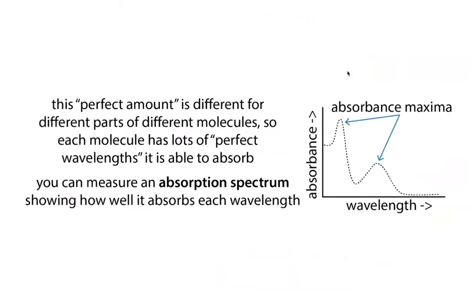And this is why, for molecules, if you were to look at their absorbance, if you were to test all these different wavelengths and see where they absorb more strongly, you'll see that instead of distinct little peaks, you actually see these absorbance maxima. So basically you get more curvy type stuff. And you can have multiple peaks because molecules have multiple parts.